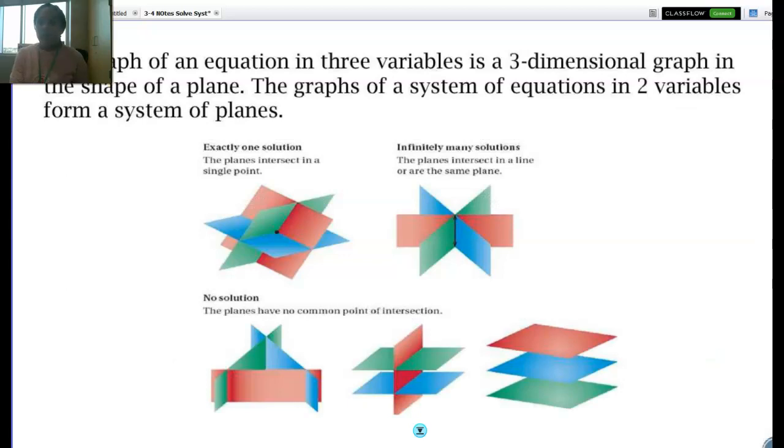So whenever we're working with something with three variables, it does have three dimensions. Whenever you get a chance, look at this and notice how they intersect. This is the one we're going to focus on. It's like three planes intersecting with each other, and that one point in the middle where they intersect, that's what we're looking for.